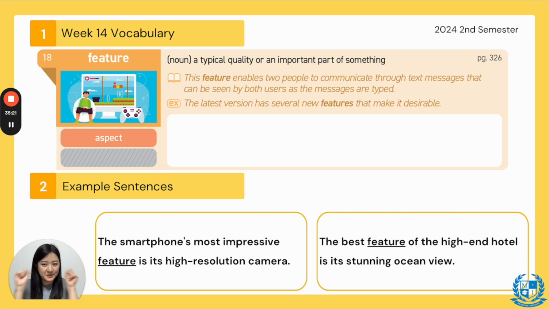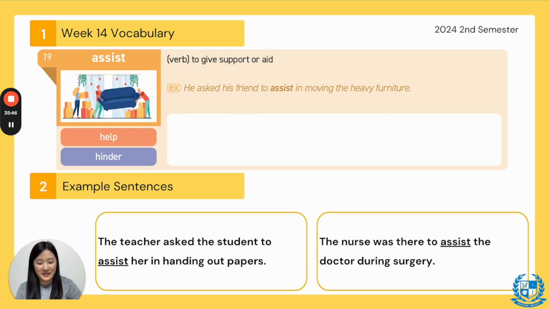The next one, it says the best feature of the high-end hotel is its stunning ocean view. So even though maybe they have another feature of like going to the pool, or maybe there's a massage or a spa, or maybe there's even a tennis court. But the best feature, the best part was the stunning ocean view. Feature.